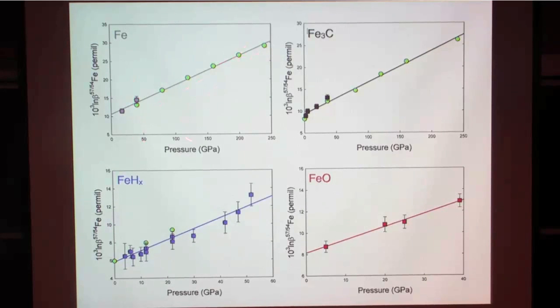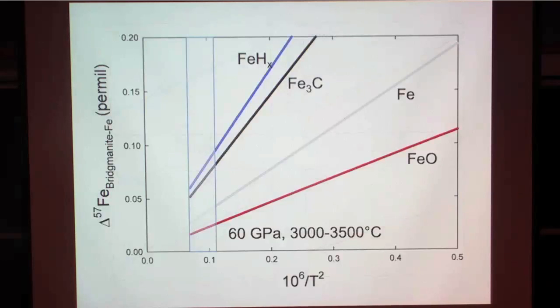And these green circles are theory. Okay? So we use the experiments basically to make sure the theory is accurate. And then we go out, we extrapolate with theoretical calculations to higher pressure. So there is a pressure effect on isotopes, but only at very high pressure. And if you look at the fractionation between bridgmanite and iron, you can see that it changes depending on which light element is alloyed to the iron.